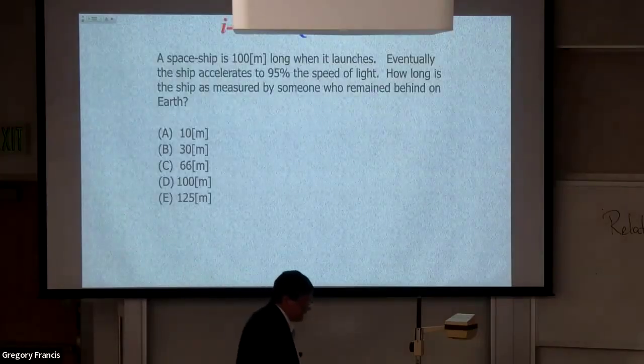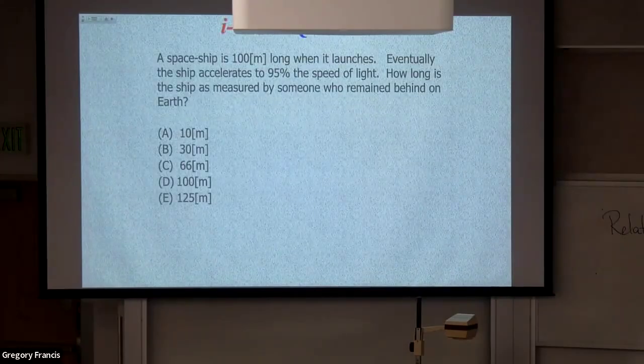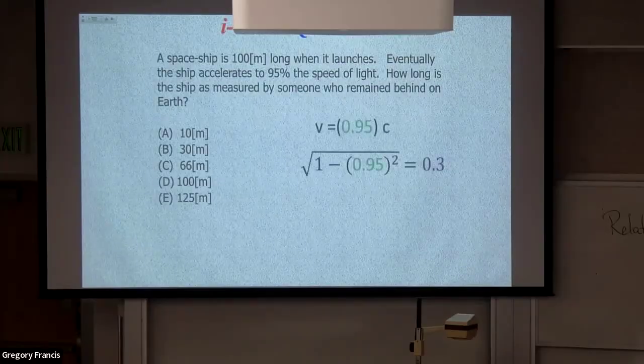Now, let's do our clicker again. A spaceship is 100 meters long when it launches. Eventually, it gets up to 95% of the speed of light. How long is the ship as measured by someone who remained behind on Earth? And remember that the relativity factor for 0.95 the speed of light is 0.3. So with your clicker, now you can click.